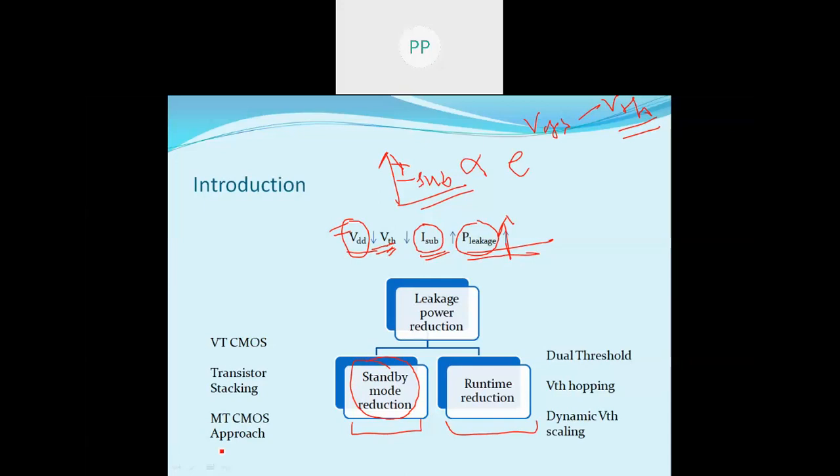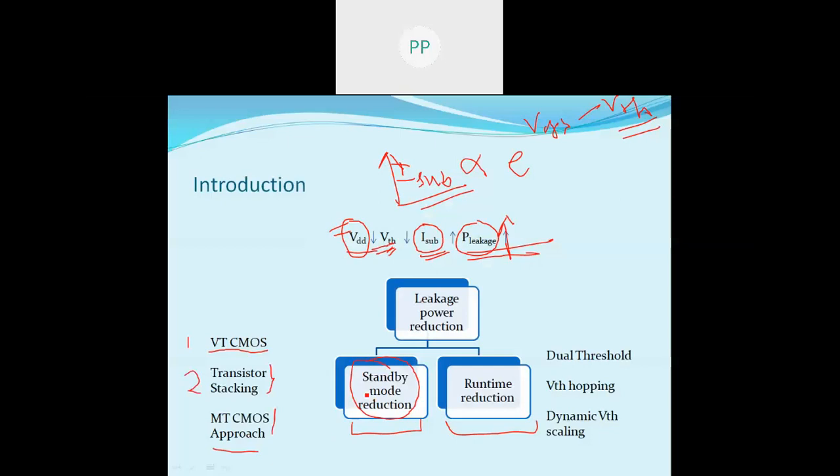There are many techniques used to minimize the standby leakage current and standby power dissipation, which are the variable threshold voltage CMOS technique, VTCMOS. This is used to minimize the standby mode leakage current and leakage power. Then transistor stacking is another scheme, which is very useful for minimizing the static power dissipation. And then the MTCMOS approach is also very useful, an innovative technique which could minimize the leakage current and the leakage power in standby mode.